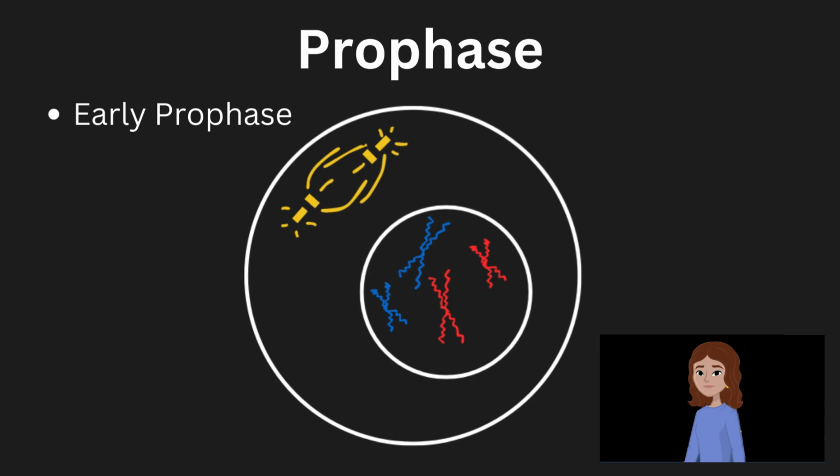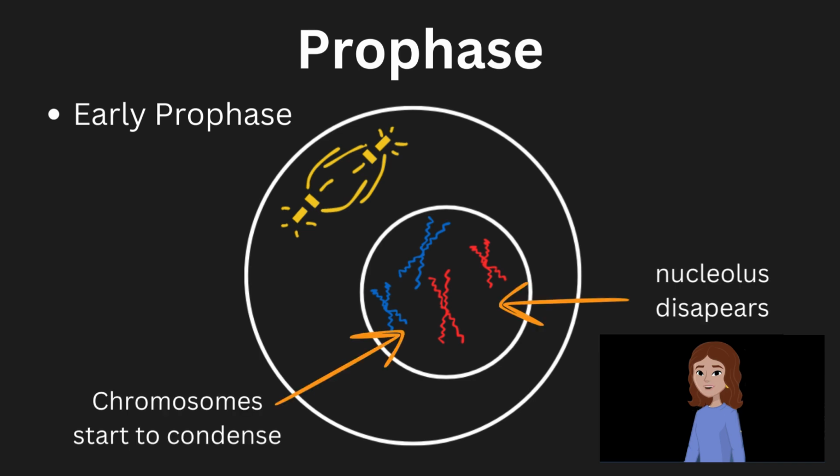In early prophase, the nucleolus disappears, the chromosomes start to condense, and we begin to see two pairs of homologous chromosomes. In this example, I will be using this number of chromosomes purely because it is easy to follow, not because this is how many chromosomes there are in the body. While this is happening, microtubules that are commonly described as the mitotic spindle begin to form. The mitotic spindle will be crucial for separating the chromosomes later in mitosis.